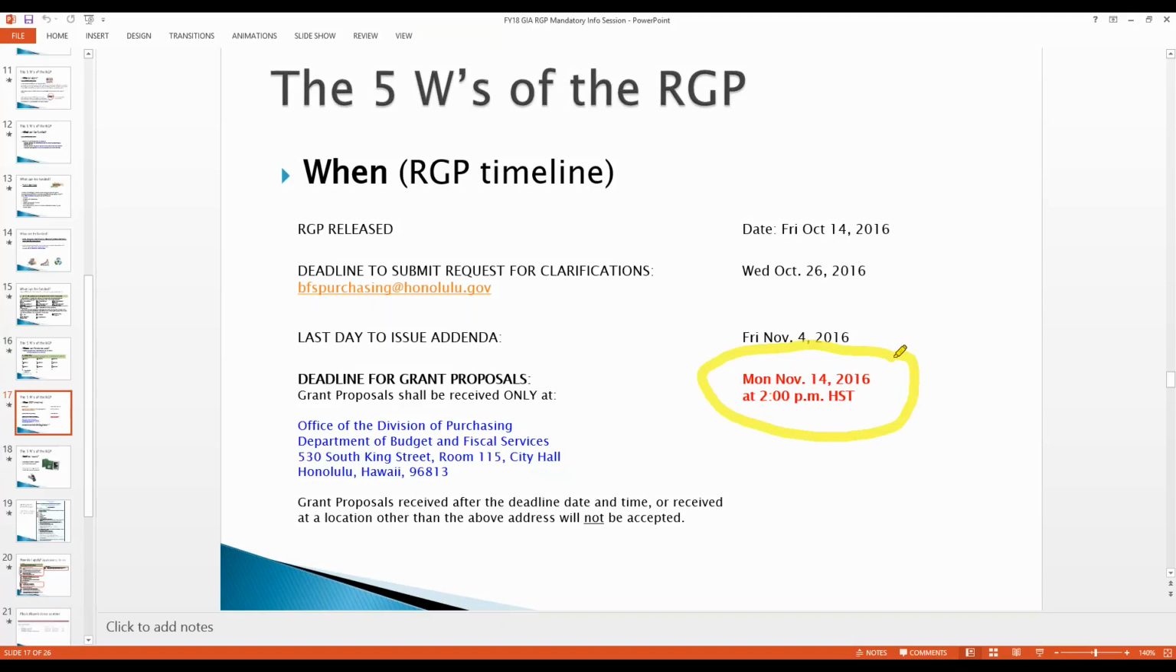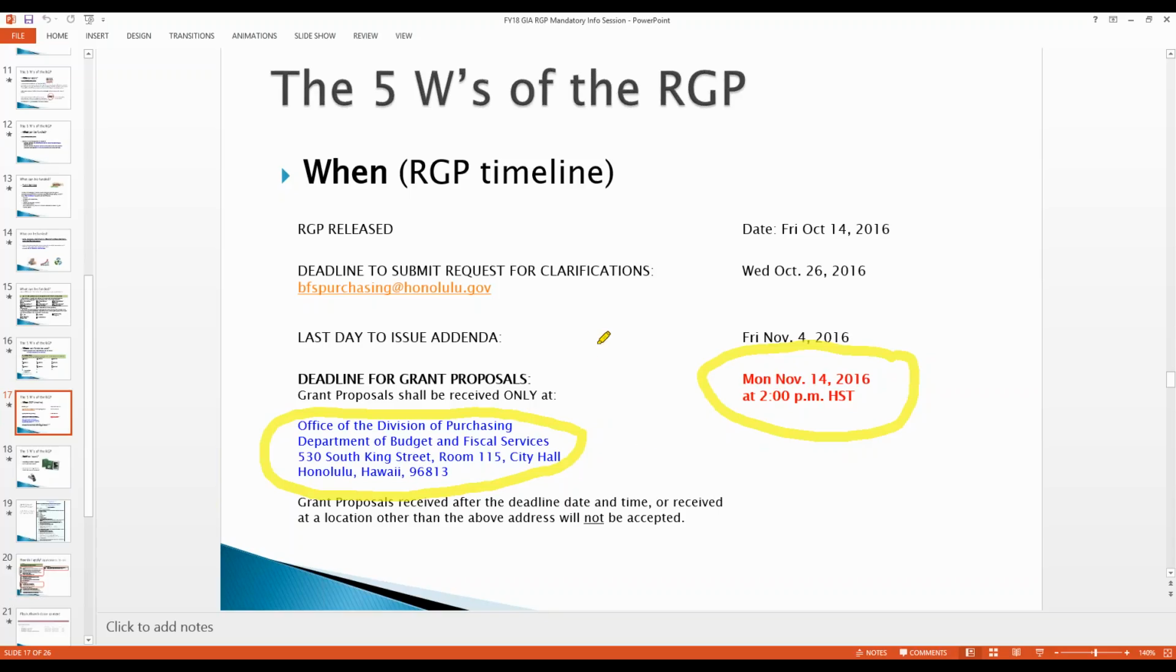You will be stamped by the purchasing division, which will validate your application, and if you get stamped at 2:02, this will be late and your application will not be accepted. Unfortunately, we had instances in the past when we had to turn away applications because they were late. Make sure that you submit your application to this address. This is the only place where your grant application will be accepted, no other places. You may hand deliver or mail, but make sure again you are submitting your application well before the deadline.